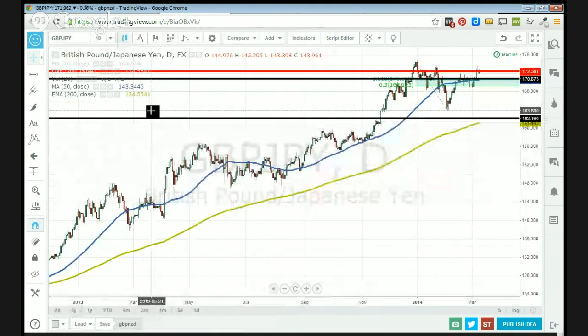Pound yen. Okay. Yeah, this is a pair that I tried shorting last week, got stopped out on. It's tempting to short it again, but you know the thing with the yen is I'd rather go long yen pairs and trade the short yen perspective.